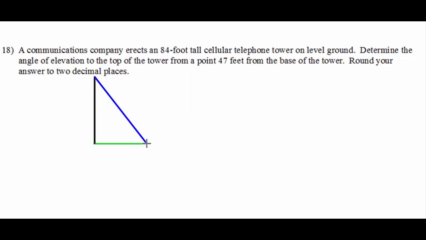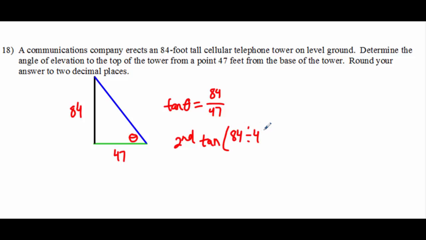So what we're trying to figure out is that if this side is 84 and this side is 47, they want the angle of elevation. Angle of elevation is from the ground looking up. So we want this angle of our triangle. So we have the opposite and adjacent side, and we're going to use tangent theta equals 84 over 47. So I'm going to do second tangent, and then type in 84 divided by 47, and I get 60.77. It does say to round to 2 decimal places, so 60.77 degrees.